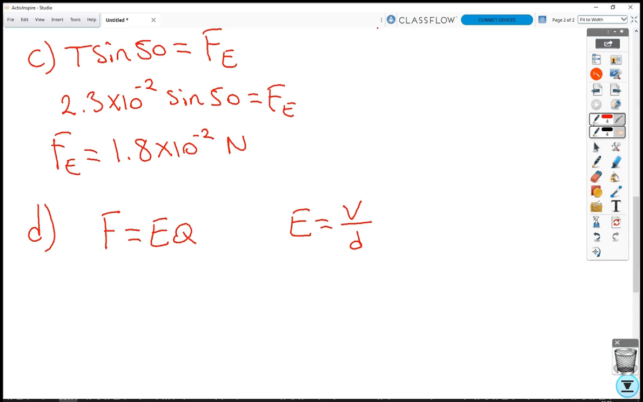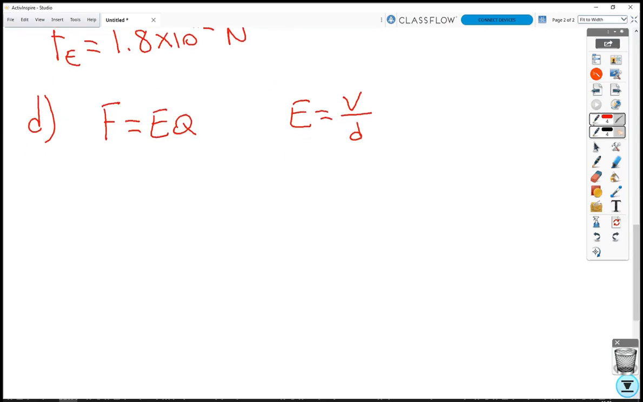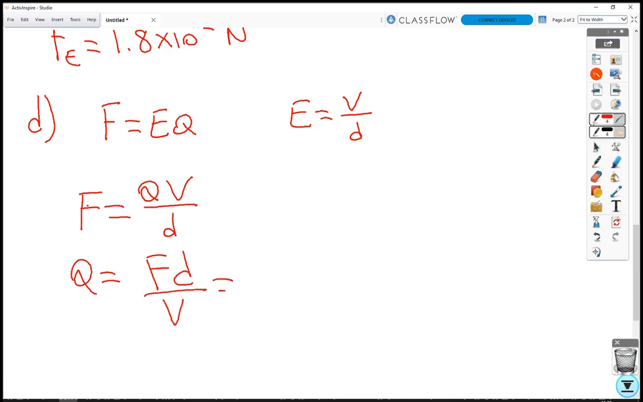We don't know what the electric field strength is, but we have been given a potential difference between the plates, and we have been given a separation of the plates. So we're going to put these equations together, make a substitution. So we've got F is equal to QV over D. And now we're going to rearrange to get Q. So Q is equal to F times D over V.